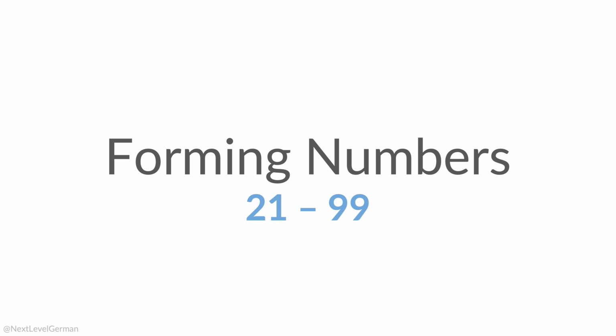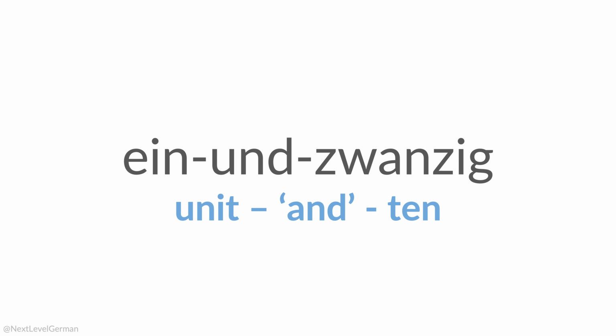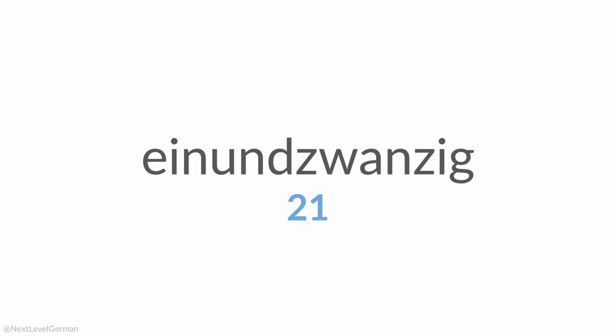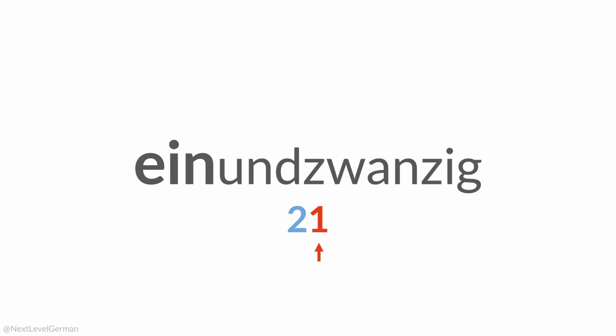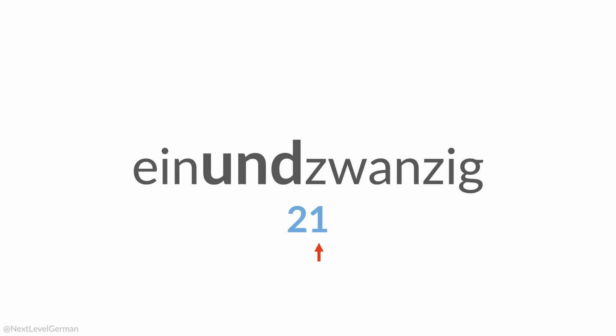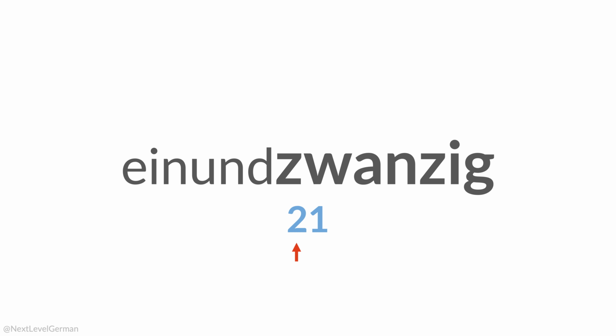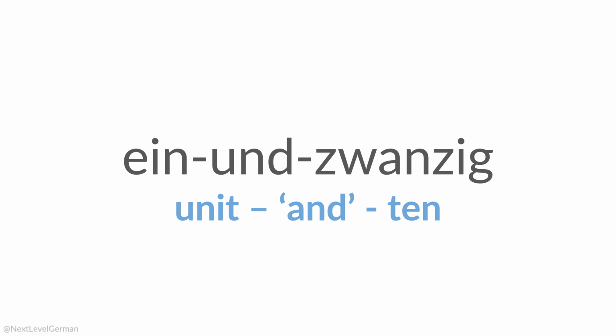Now let's learn how to form numbers between 21 and 99. It's simple. Just combine the unit, the word und, and the 10. For example, 21. In this case, ein is the unit, und, which means and in German, the connector, and 20 is the 10. Please notice that in the range between 21 and 99, you say the unit first, and then the 10.